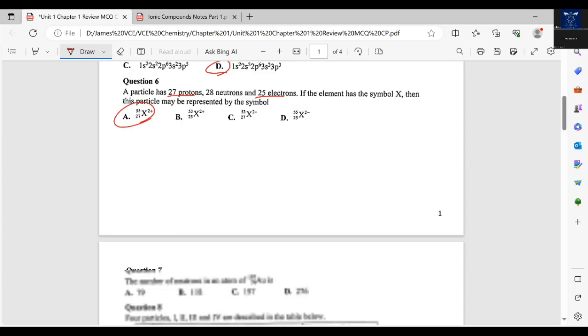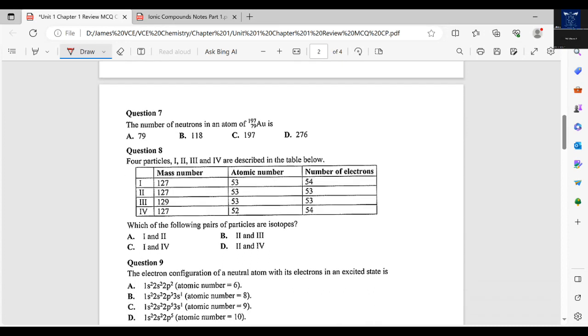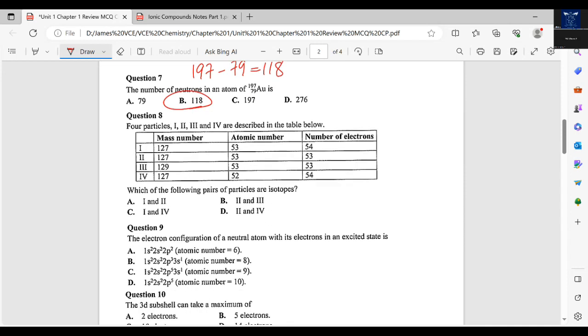Then the next one, the number of neutrons in an atom. The neutron will be 197 minus 179. What do you get for that? I think it's over 18, right? 197 minus 118. This one is chapter 1, multiple choice questions. 4 particles are described in the table. Which of the following pairs of the particles are isotopes?